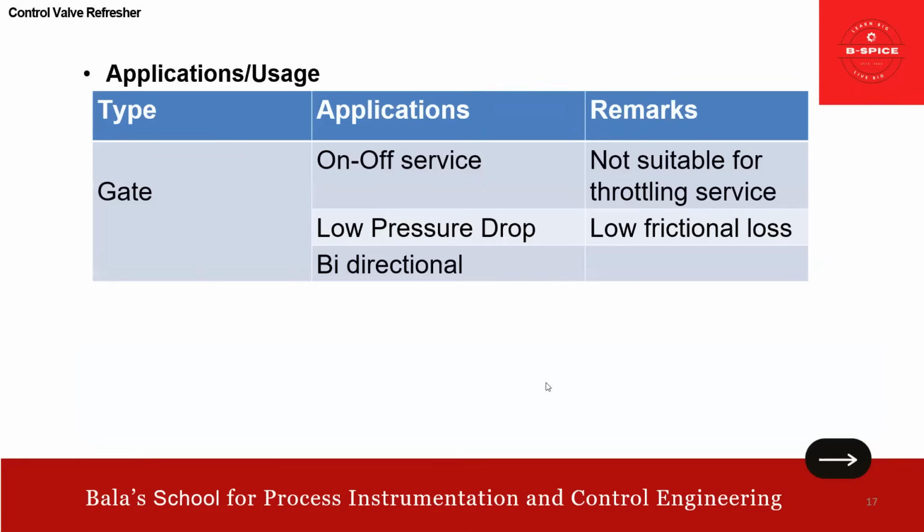We talk about the application of the gate valve. Of course, we know this is for on-off service, but not suitable for throttling service. Whenever there is a low pressure drop, we can deploy this, provided there is low frictional loss. In that scenario, we can go for a gate valve. And of course, this is bidirectional; we can use it on both sides. That's the advantage of this gate valve.